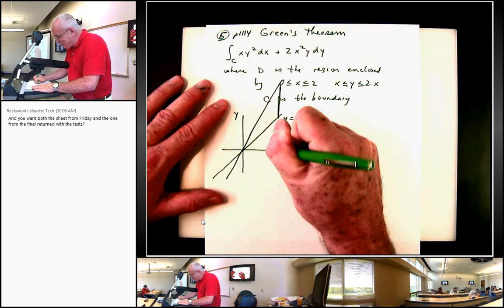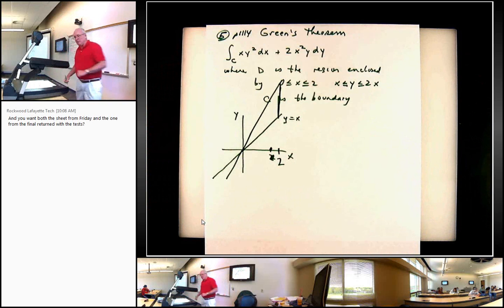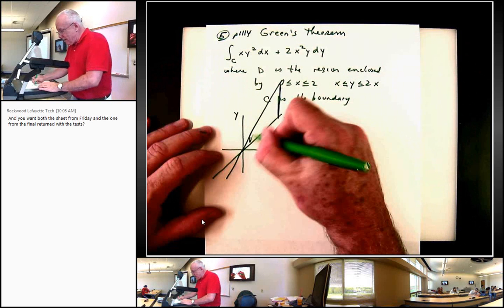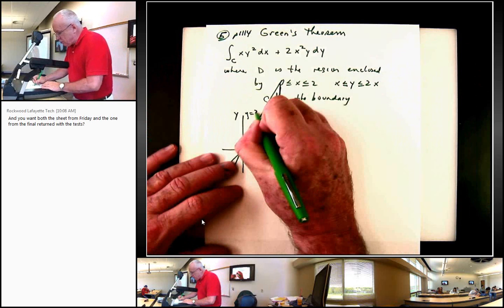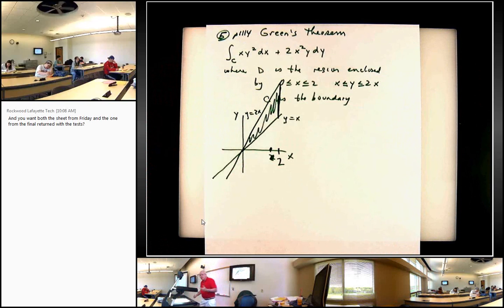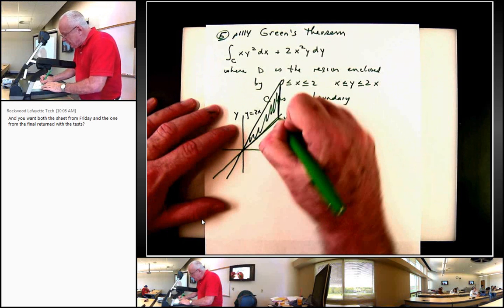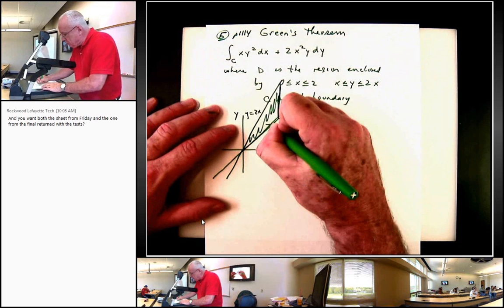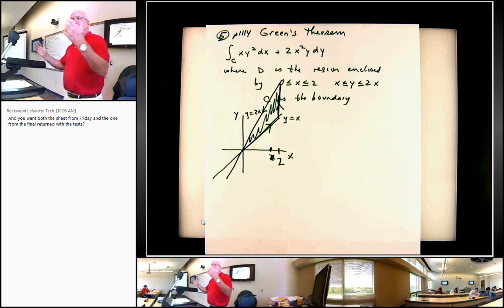God, I'm so terrible at that. All right. So this is this triangle region here. X going from 0 to 2, y going from x to 2x. That's the region D. C is the boundary in a clockwise position, going this way, and then down this way. That's what C is, the boundary of it.